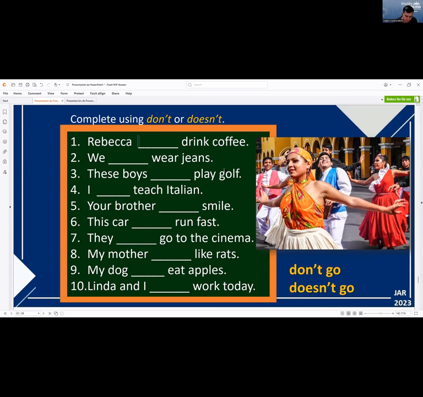Rebecca doesn't drink coffee. We don't wear jeans. These boys don't play golf. I don't teach Italian. My brother doesn't smile. He's very serious. This car doesn't run fast. They don't go to the cinema. My mother doesn't like rats. My dog doesn't eat apples. Linda and I don't work today.